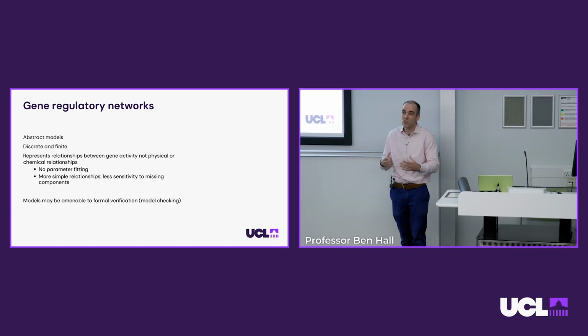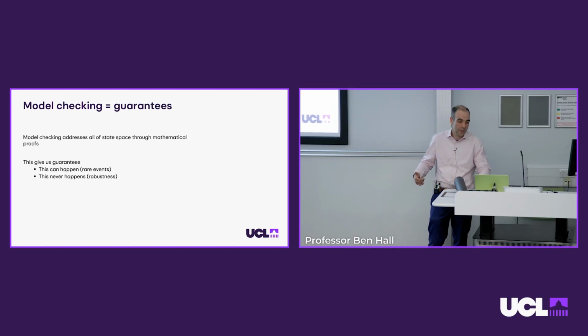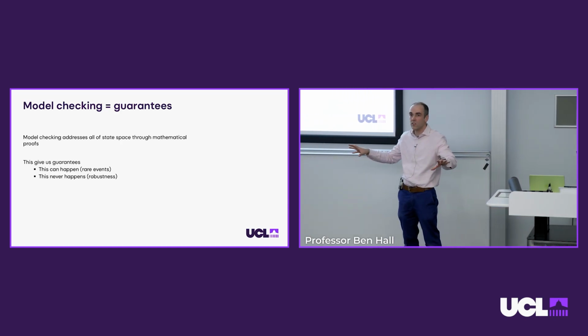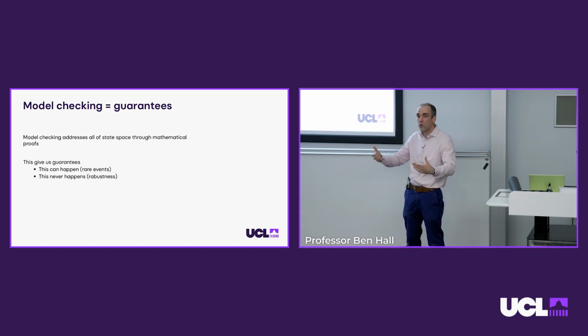Model checking is used in computer science to verify the correctness of software and hardware, and we can use those same approaches here. Now, the advantage of model checking is that it addresses the entirety of state spaces by using mathematical proofs. So in executable models, you can use model checking to prove your model has the correct types of behavior and the correct dynamics.